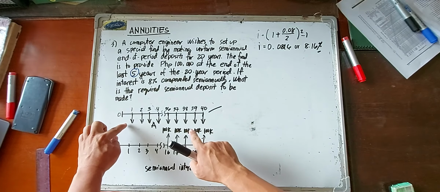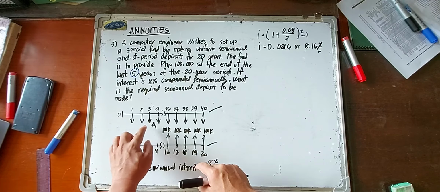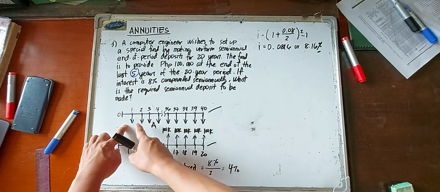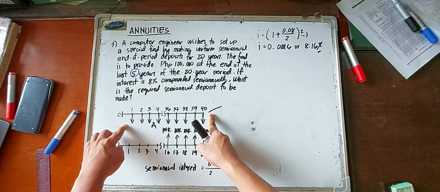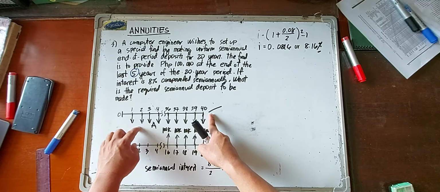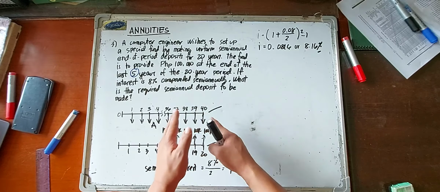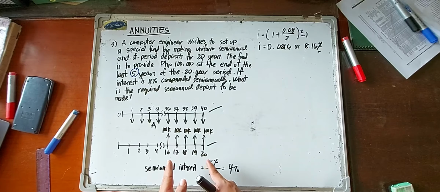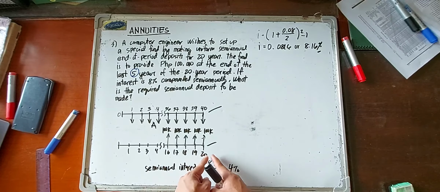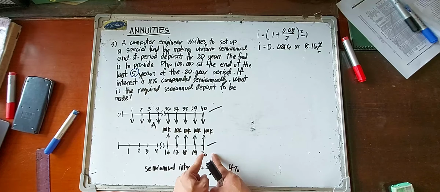So itong semi-annual deposits natin na ito, A, kukunin natin yung value niya isa-isa papunta doon sa last year. Ano kaya yung future worth nitong first payment? Ano yung future worth nitong second payment? Ano yung future worth nitong third payment? And so on at the last year. Ganon din sa second na cash flow natin. Ano ang future worth ng 16th? Punta natin sa 20th. From 17, ano yung future worth niya? Punta natin sa may 20th.